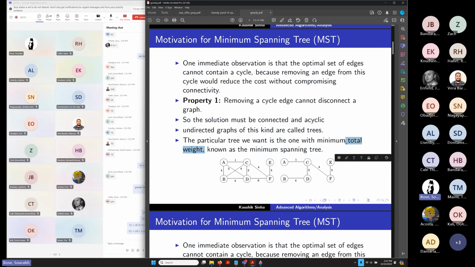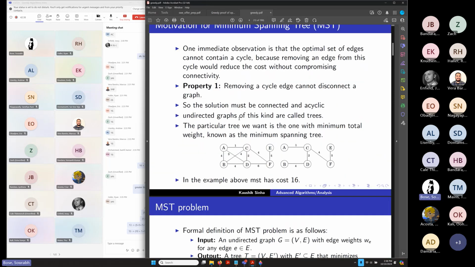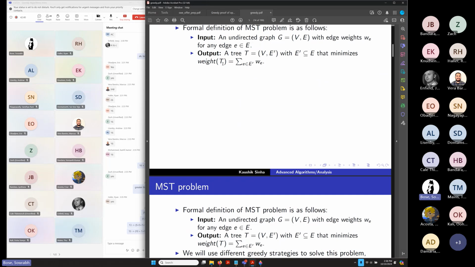Total weight, not from a source node to all other nodes. No, no, no. Total weight overall from the graph. Here we are not finding the shortest path from A to all other nodes. That would have also gotten us a tree, but that would be a different tree. Here we are looking for the tree that is minimizing the sum of all edge costs. That is it. We are returning a set of edges where we are minimizing the sum of all edge costs.